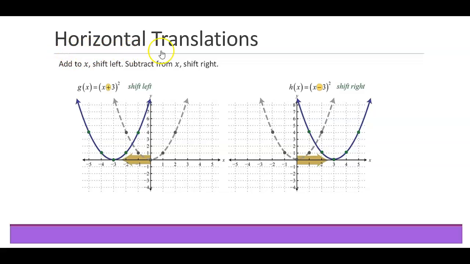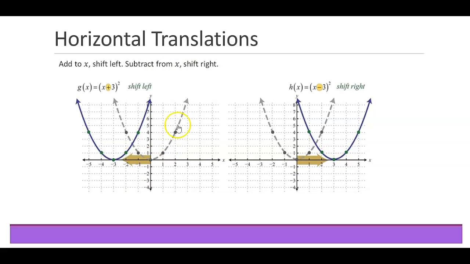Now let's take a look at horizontal translations, that is left and right. Now this is a little opposite of what we might normally think. So here, if we add to x, everything is going to shift left. Now normally we would think if we add to x, so on the x-axis, positive values are to the right, so we would think if we add to x that everything would shift to the right. But it in fact shifts to the opposite direction. Everything shifts to the left. And if we're subtracting from x, everything shifts to the right.